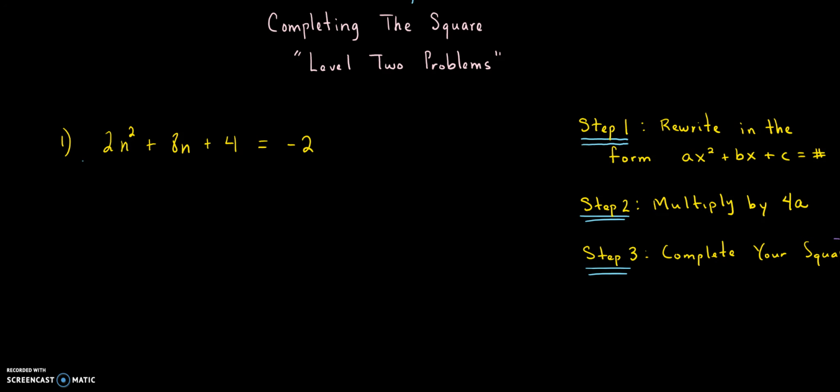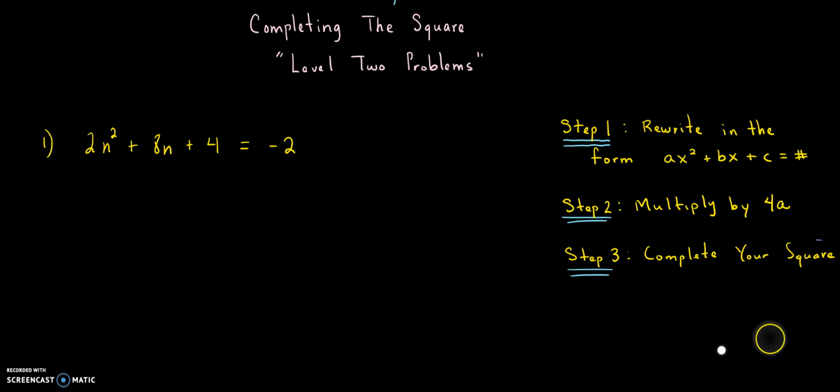What I've done is I've also written the steps out here on the side, so hopefully this helps you out. Again, these should be in your notebook, but in case you don't have your notebook with you, they're right here. Step 1 is to make sure that the problem you're going to solve is written in this form: ax squared plus bx plus c is equal to some number. If we look at the problem that we have, it is written in that form. So step 1 for us is good.